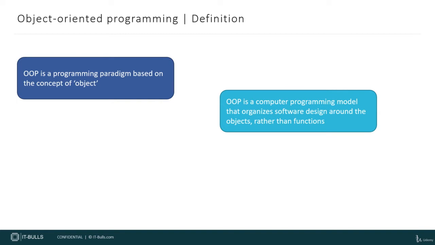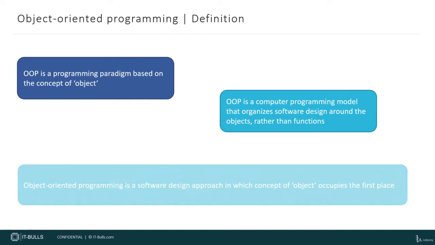My own definition sounds like this. Object-oriented programming is a software design approach in which the concept of object occupies the first place. In each definition we see that the concept of object is mentioned. Okay, then let's find the answer to the next question.